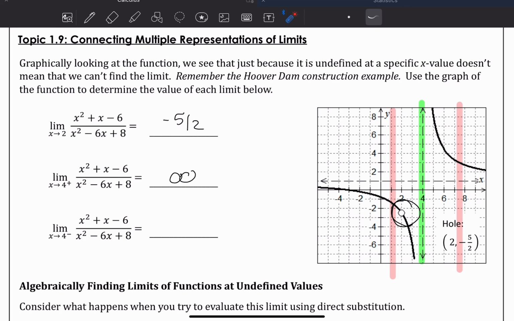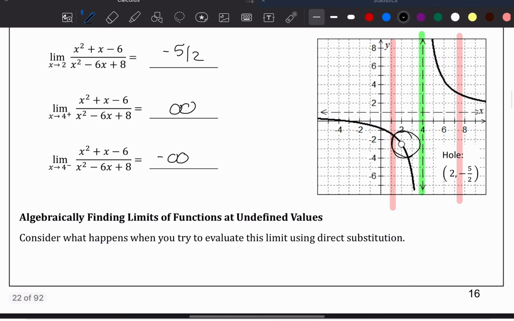And then if I look on the left side, as it's approaching 4, it's going towards negative infinity. Okay. So what this tells us is that if we were to try to do this by direct substitution, we would get something that is undefined. So this would lead to 0 over 0 or undefined. And we can't find the limit of something that is undefined.